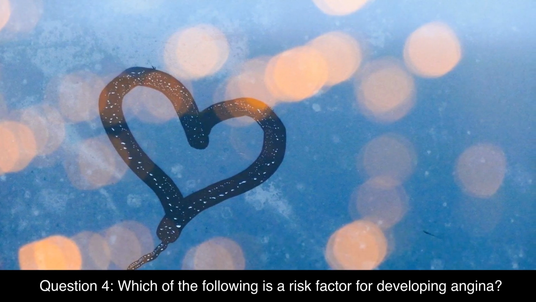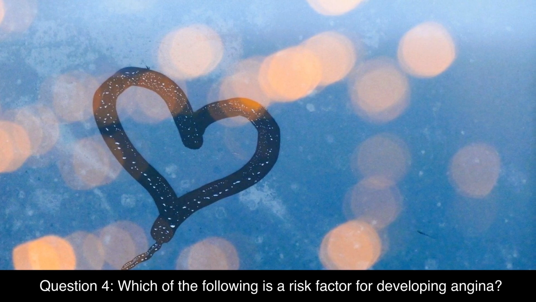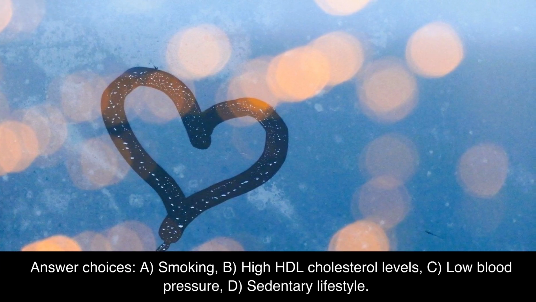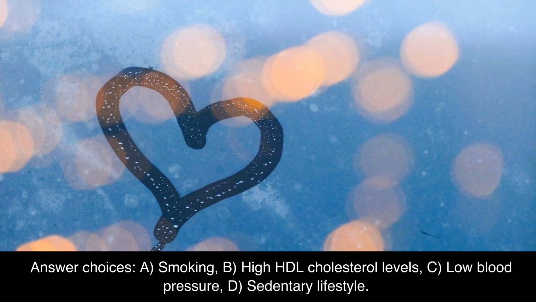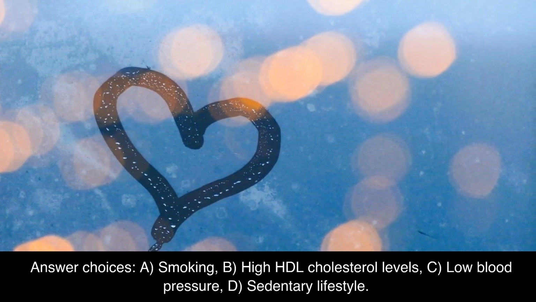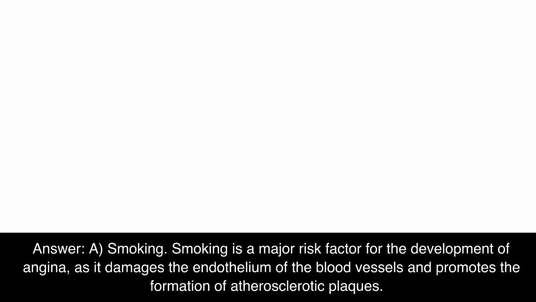Question 4. Which of the following is a risk factor for developing angina? Answer choices. A. Smoking. B. High HDL cholesterol levels. C. Low blood pressure. D. Sedentary lifestyle. Answer. A. Smoking. Smoking is a major risk factor for the development of angina, as it damages the endothelium of the blood vessels and promotes the formation of atherosclerotic plaques.